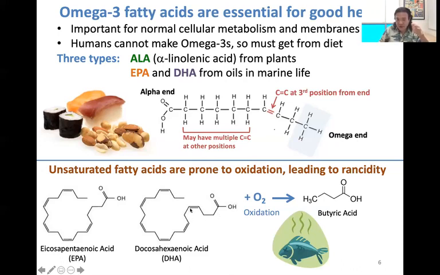And if this part over here, the alpha end, gets released due to oxidation, in other words, oxygen coming in and breaking this double bond, you have the release of this molecule, right? And this is butyric acid. The name butyric acid actually comes from the word butter. I guess a more accurate way of saying it is that the word butter itself comes from the Greek word for butter, and so butyric acid is derived from that.